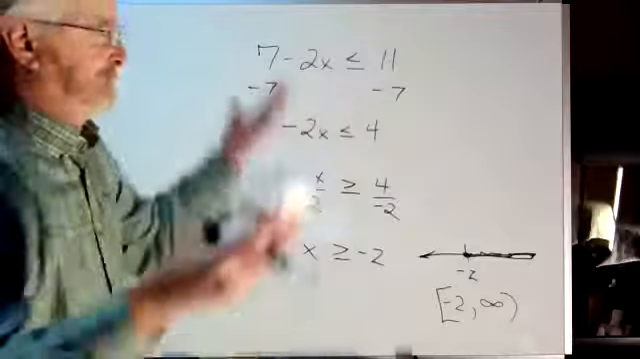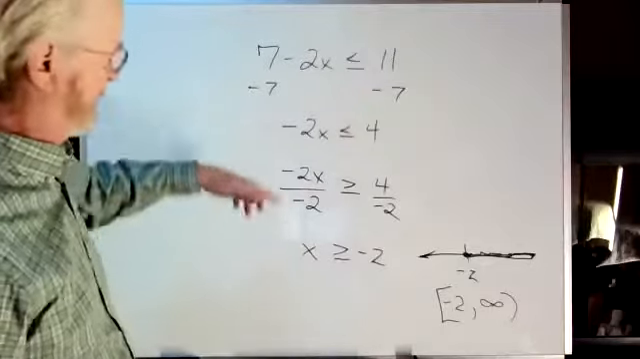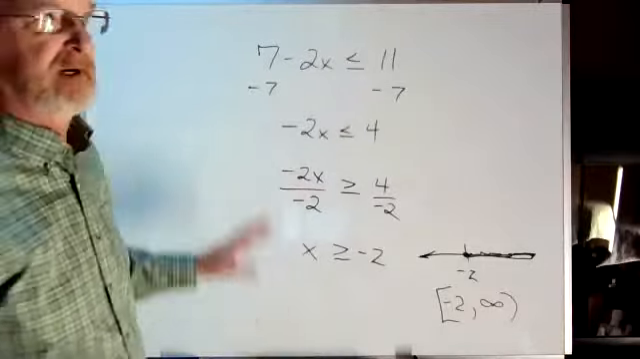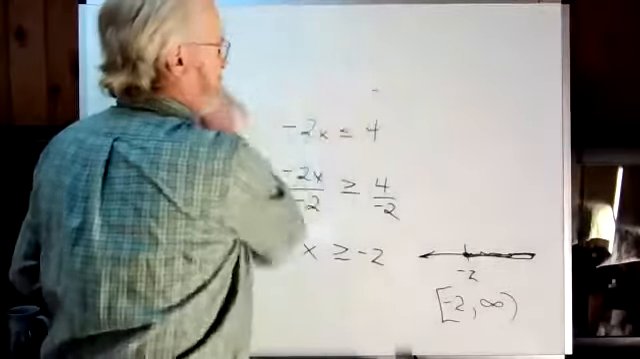So I say it over and over, sorry, but yeah, just watch out for multiplying or dividing by negatives. Otherwise, it's all the same steps you've been doing.